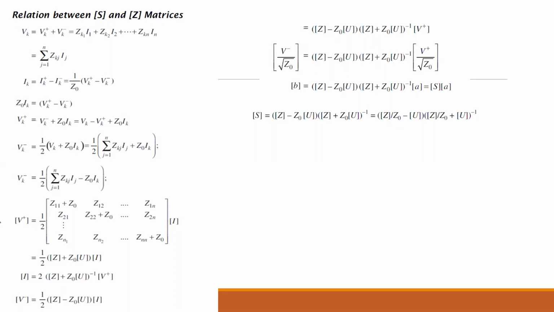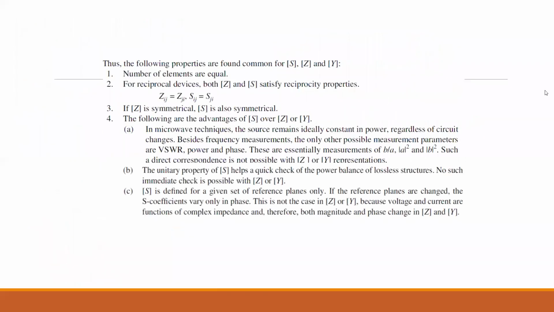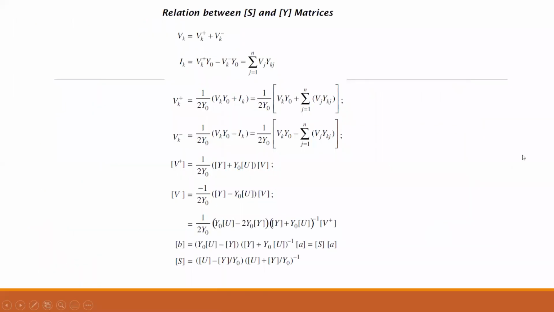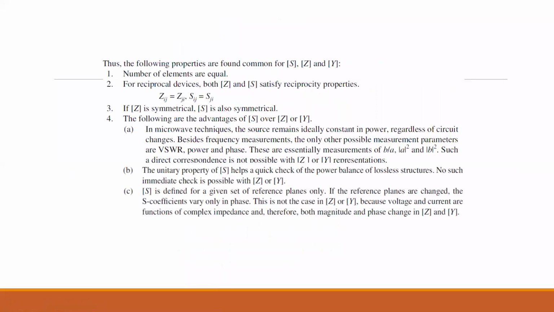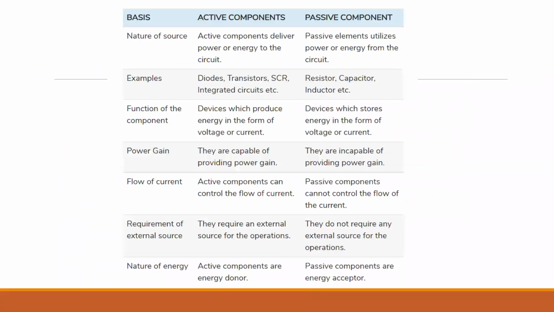In continuation, we discussed the relationship between S and Z parameters, how they are related. Apart from that, we observed the relation between S and Y parameters. We also discussed the comparison of S, Z, and Y parameters, how they are the same or how they are different. Let us continue with the next part, in which we had discussed even regarding the active and passive components. What is the active component and what is the passive component? These were the discussions we had done up to now.